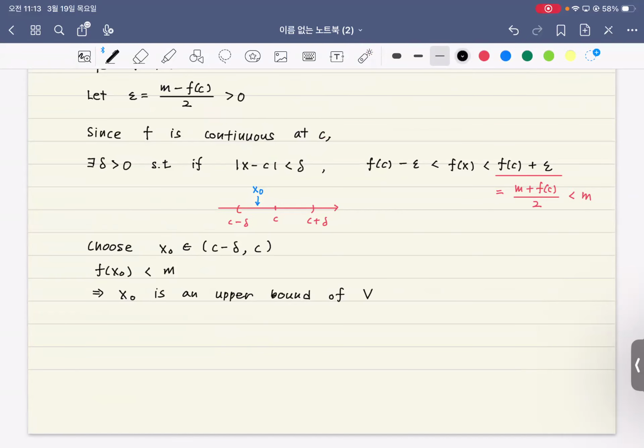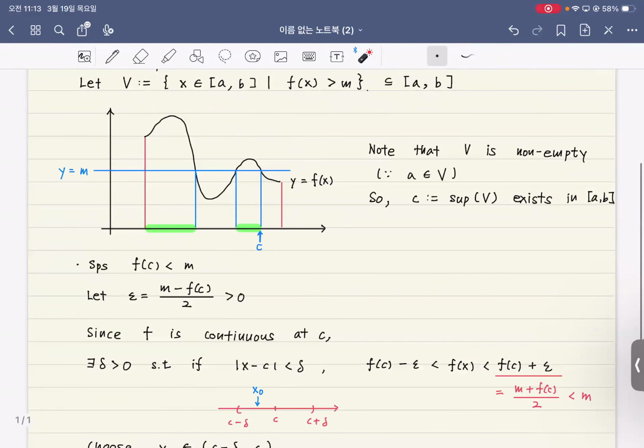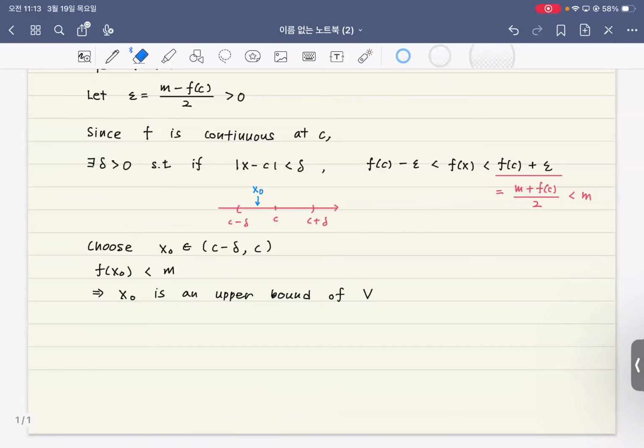And is it a contradiction? Yeah, absolutely. Because c was assumed to be the least upper bound, any other number less than c cannot be an upper bound of V. But as you can see from here, we were able to find a number, x0, that is less than c, and that is still an upper bound. And this is a contradiction. Okay?